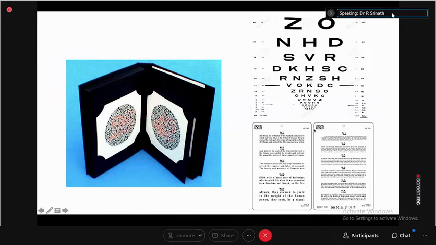Now, the lower one, which is there, is Jaeger's chart. The Jaeger chart is kept at a distance of 30 centimeters in front of the patient, and the patient is asked to read, and the normal value which is given is N5.